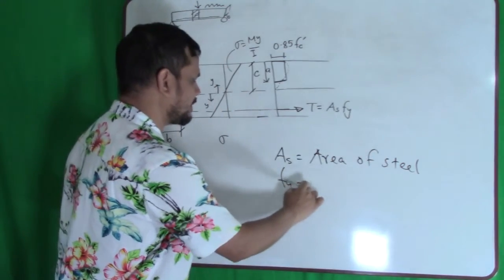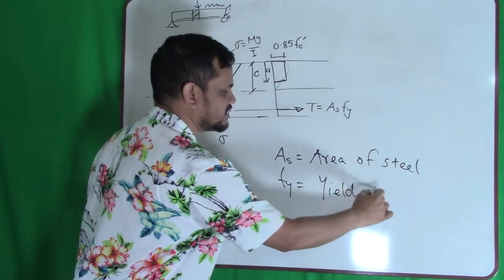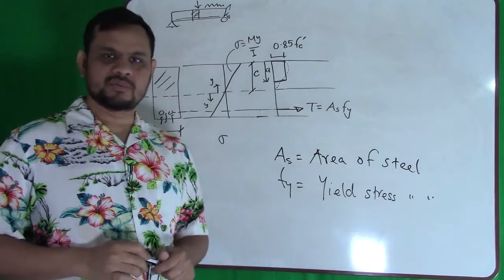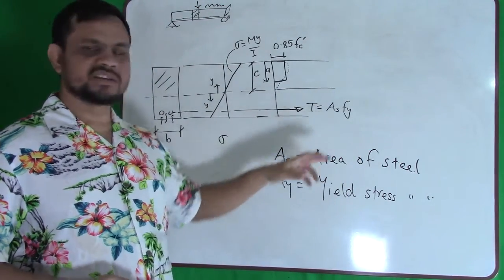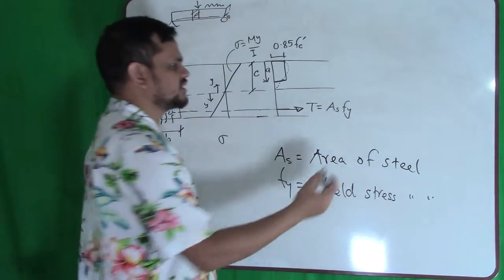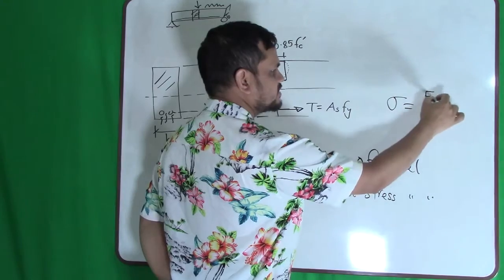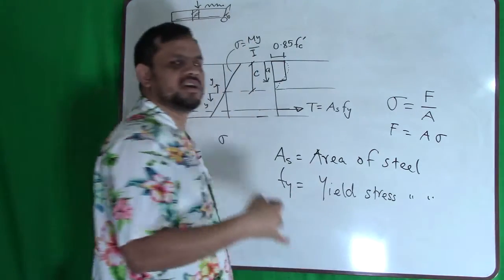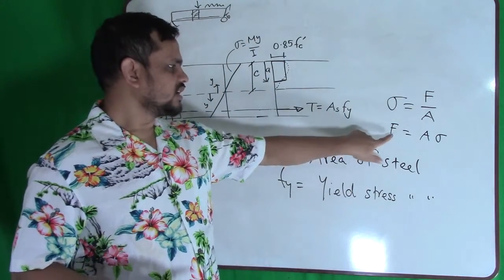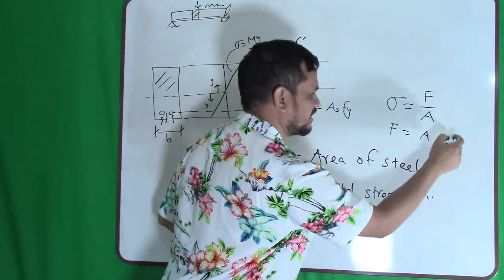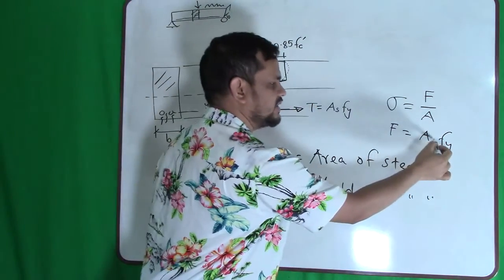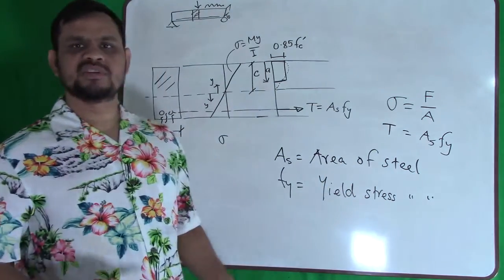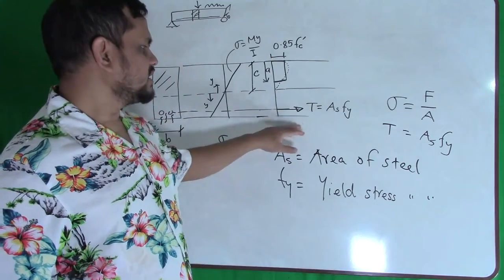What is fy? Yield stress of steel. So my force taken by steel will be As fy. Where did I get it? Simple question. We know stress is force by area, so force is area times stress. But in reinforced concrete design class, stress we represent by yield stress, and As means area of steel. F is a general term, we write T. T means tension. So the force taken by steel is As fy.